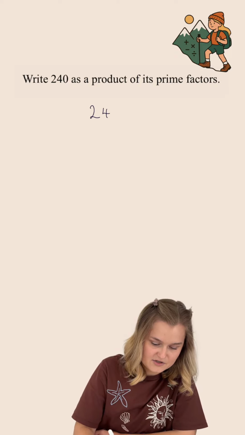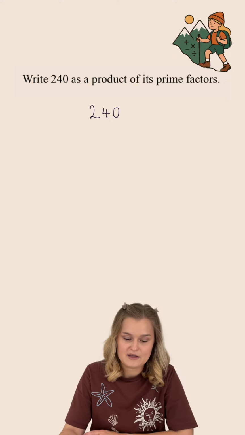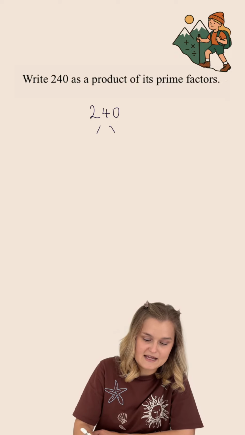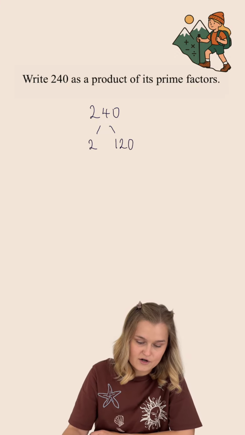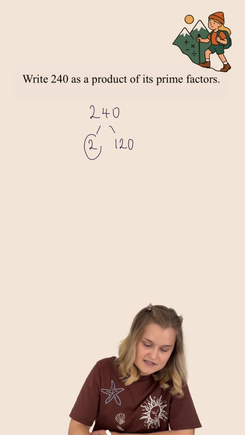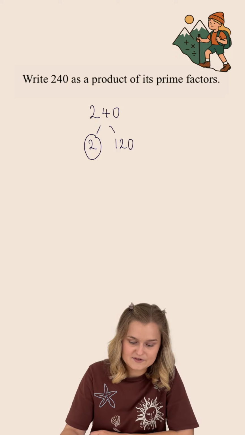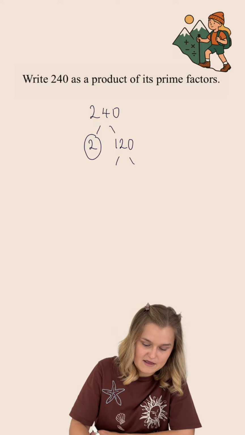So I'm going to start with the number 240 at the top, and I am looking for two numbers that when I multiply them together, they give an answer of 240. I'm going to go with 2 and 120. Every time you get to a prime number, you circle it. So 2 is prime, and so we've circled that one.